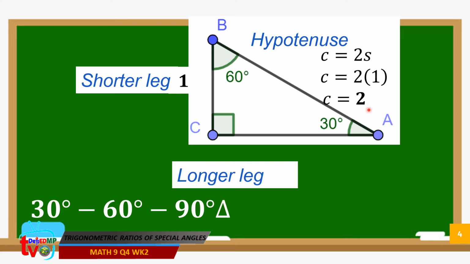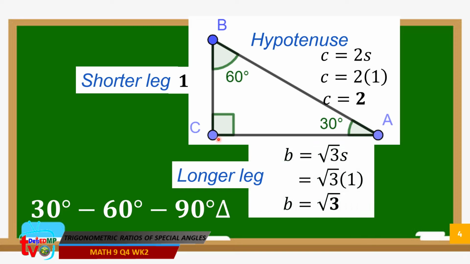And our longer leg, can you tell me what the length of the longer leg is? Very good! Our longer leg is square root of 3 units long. Why? Because the longer leg is square root of 3 times the shorter leg, which is 1. So square root of 3 times 1 is simply square root of 3. Now keep in mind these properties or relationships of the sides of the 30, 60, 90 triangle, and let us solve for the trigonometric ratios of a 30-degree angle.